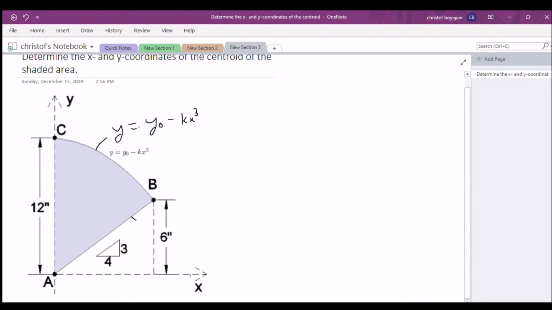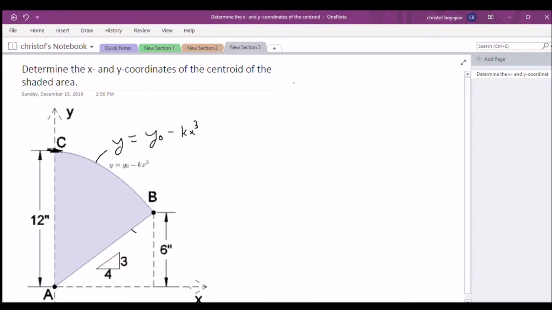In order to figure out what y naught is, well, y naught is basically the y-intercept of our equation. So where does this curve intersect the y-axis? And we can see that clearly here. It intersects at 12 inches. So y naught is 12 inches.